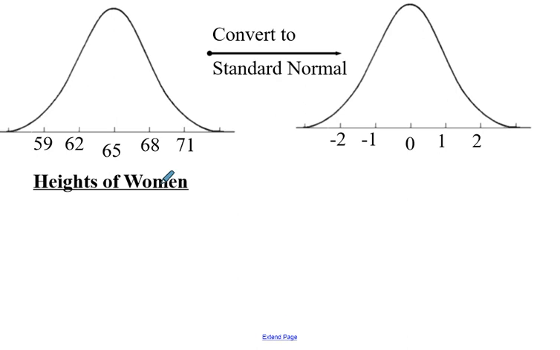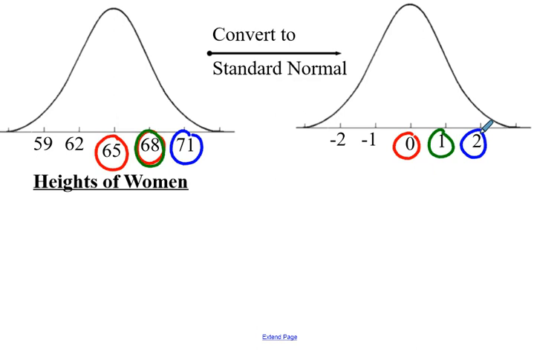So for example, with that height of women, if I retransformed that normal distribution that we took before into a standard normal, the only difference is 65 would become the number 0. Why? Because 65 is 0 standard deviations away from the mean, because it's on the mean. 68 would become 1, because it's 1 standard deviation above the mean. 71 would become the number 2, because it's 2 standard deviations above the mean.